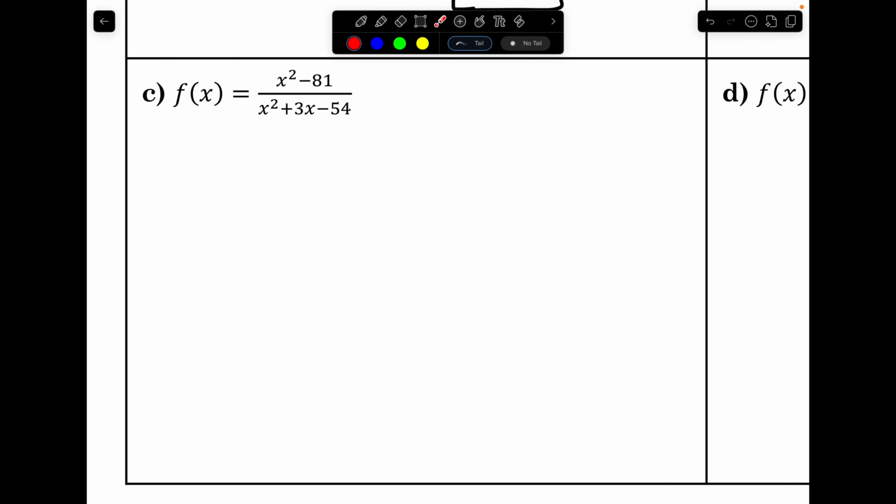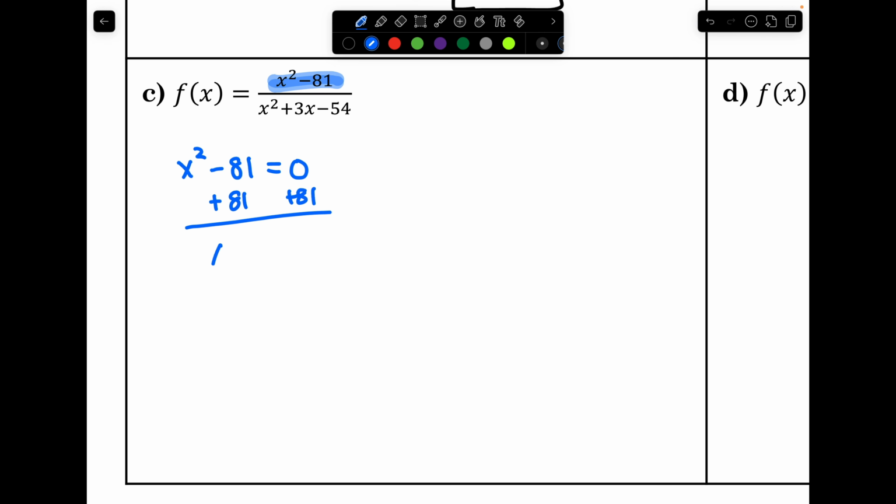Now moving on to example C, here to identify the x-intercepts, let's color coordinate this. We're going to get the numerator, set that equal to 0. So x squared minus 81 equals 0. This one, the easiest way to solve without having to do factorization is to start the same way as the previous one by adding 81 to both sides. And then we have x squared equals 81.